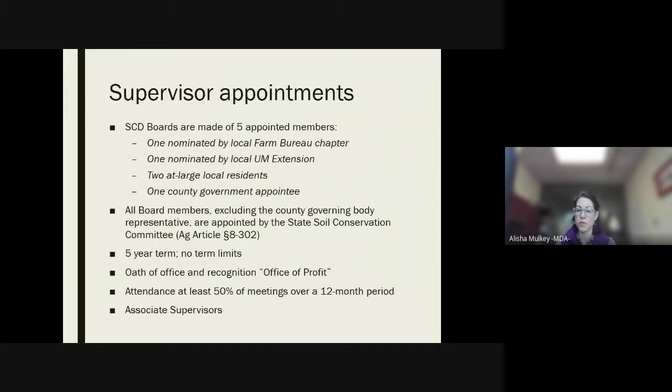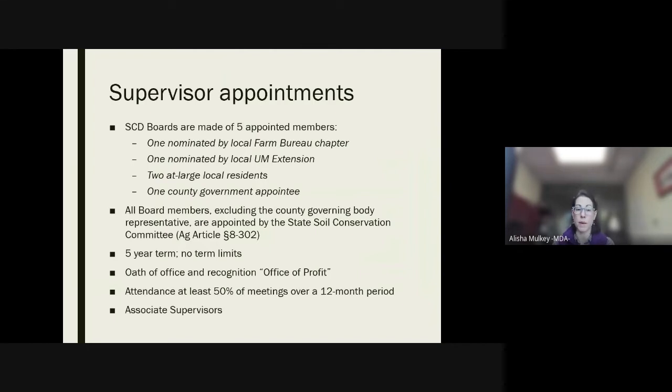So a little more about the supervisor appointments and how they occur within Maryland. The board, like I said, have 5 appointed members. The appointment structure is in state law and was developed several decades ago and consists of these 5 portions. So 1 member is nominated by the local chapter of the Farm Bureau. A 2nd member is nominated by the local University of Maryland Extension, the ag agent within most of the districts. There are 2 at-large that are just local residents of the district, and a 5th member that is appointed by the county government, whether that be the county executive or a county council.